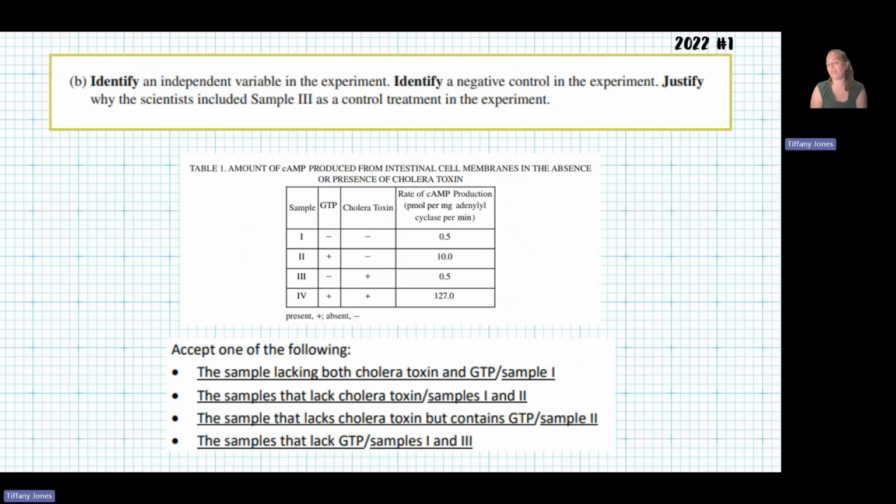The logical answer would have been sample 1, and I believe that's what most students said, but there were additional answers based on what you were looking at as your independent variable. So you could have said sample 1, or you could have said 1 and 2. They also said just sample 2 as an option, or samples 1 and 3.